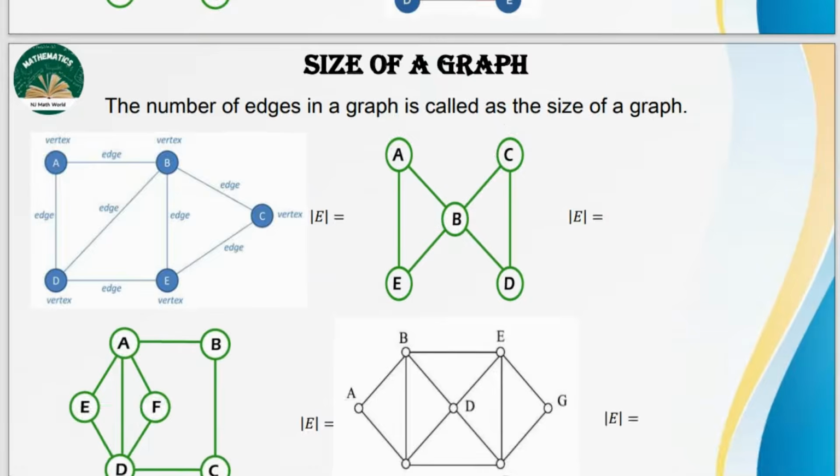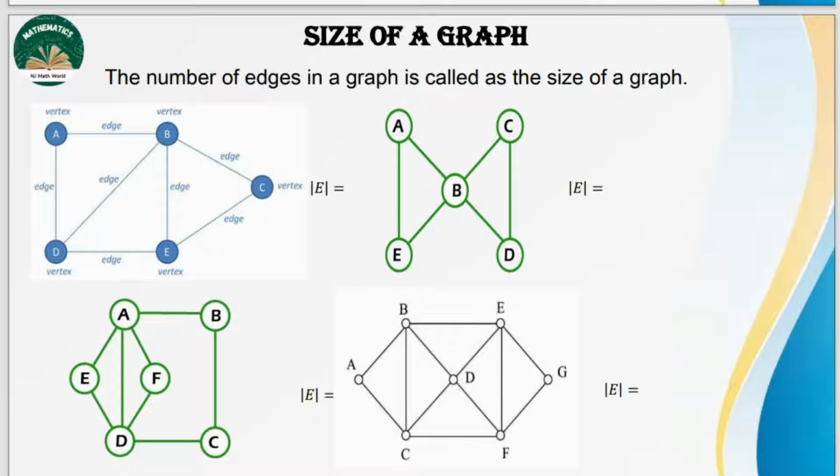Then you have the size of the graph. What is meant by the size of the graph? The number of edges in the graph is called the size. So how many lines are there? We have to find that. Edges are nothing but lines. So we have to find how many lines are there in the graph. You have 1, 2, 3, 4, 5, 6, 7. So here the size is 7 for this graph.